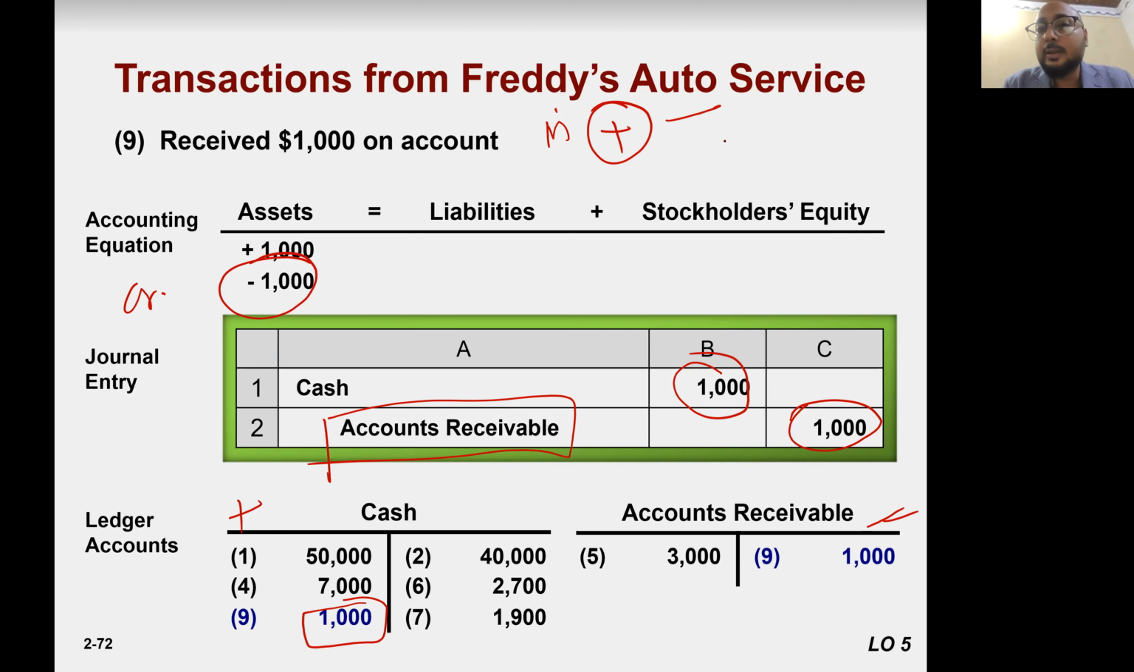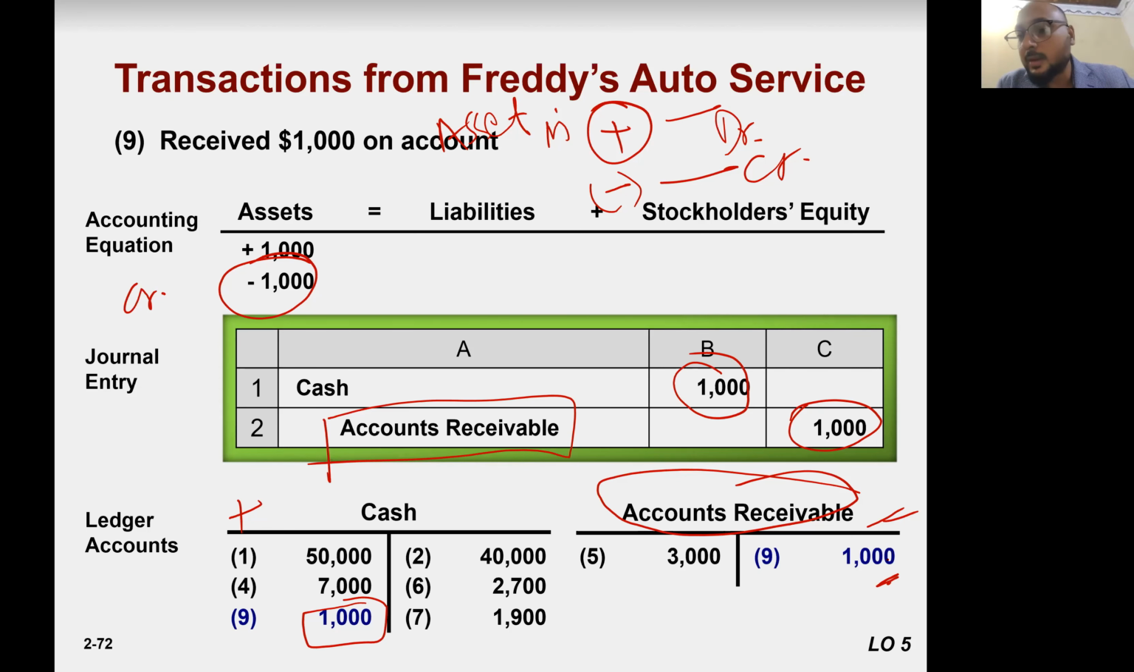Positive means debited. In assets, if asset decreases, it goes to credit side. So account receivable is asset, it goes to credit side. Cash is being debited, it goes to debit side here. Everyone understand?